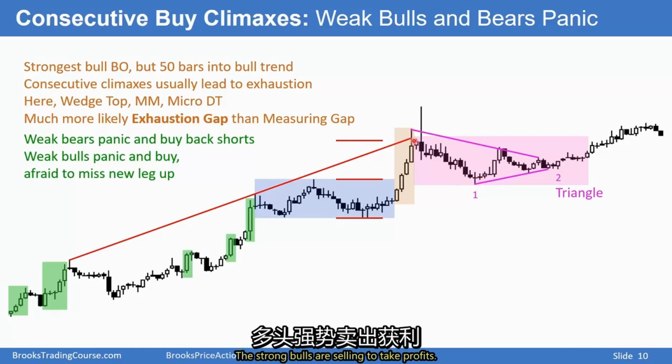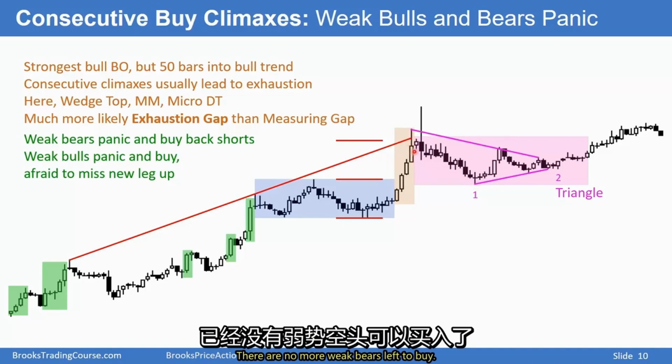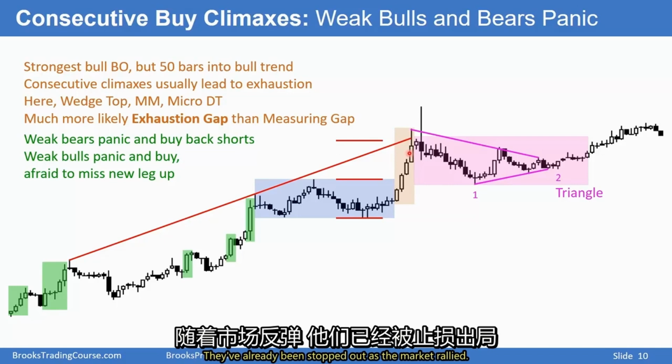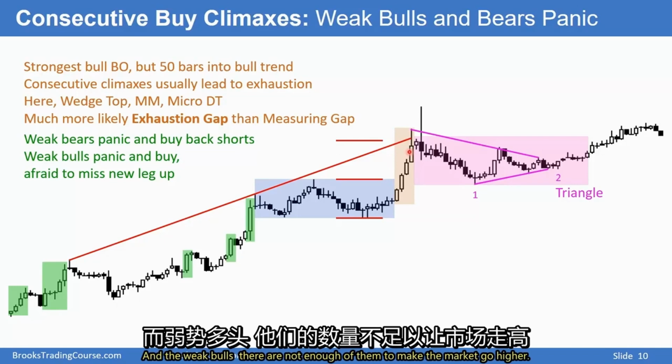The strong bulls are selling to take profits. The strong bears are selling for a scalp. There are no more weak bears left to buy. They've already been stopped out as the market rallied. And the weak bulls, there are not enough of them to make the market go higher.